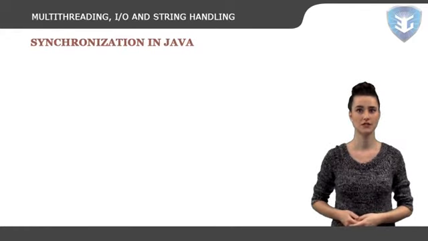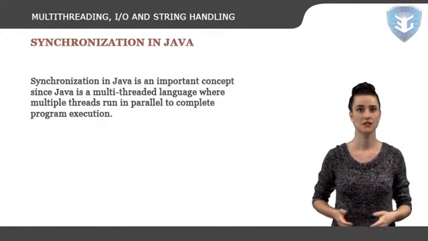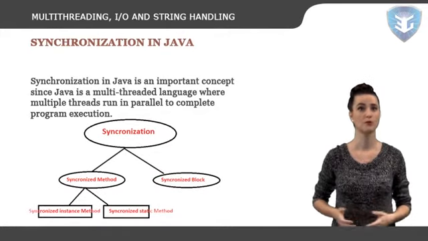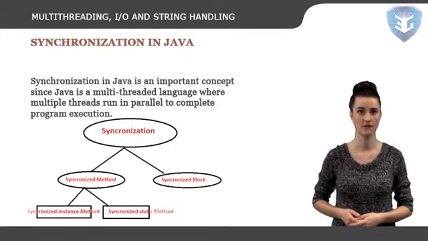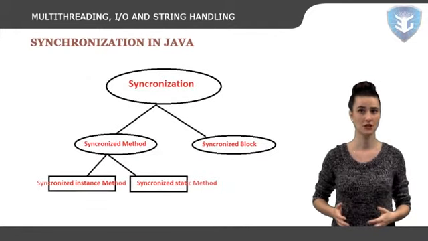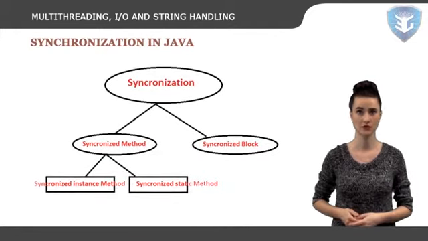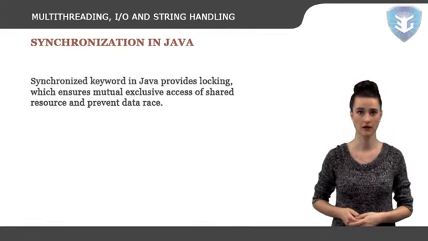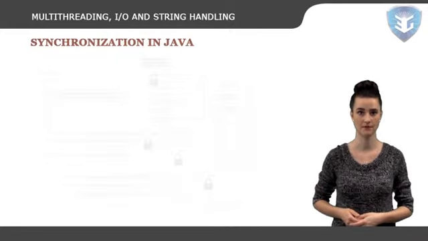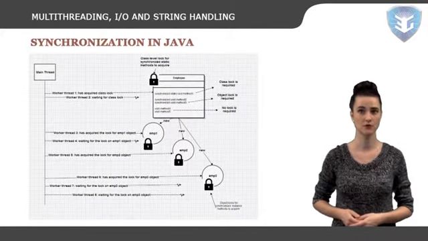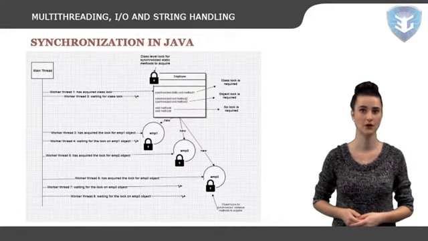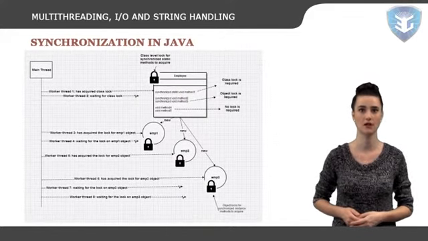Let's know about synchronization in Java. Synchronization in Java is an important concept since Java is a multi-threaded language, where multiple threads run in parallel to complete program execution. Synchronization in Java is possible by using the Java keywords synchronized and volatile. The synchronized keyword in Java provides locking, which ensures mutually exclusive access to a shared resource and prevents data races. The synchronized keyword also prevents reordering of code statements by the compiler, which can cause subtle concurrency issues if one does not use the synchronized or volatile keyword.